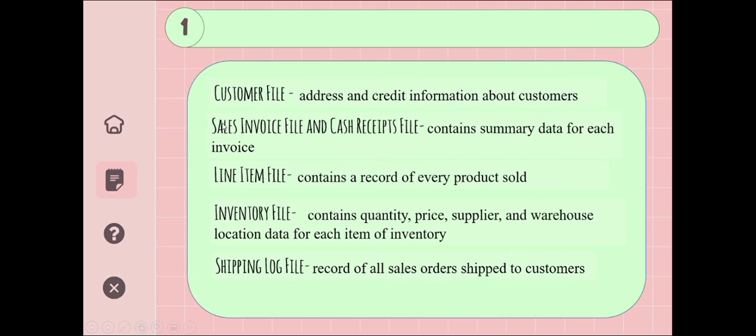The sales invoice and cash receipts file contains summary data for each invoice. The line item file contains a record of every product sold. The inventory file contains quantity, price, supplier, and warehouse location data for each item of inventory. The shipping log file is a record of all sales orders shipped to customers.